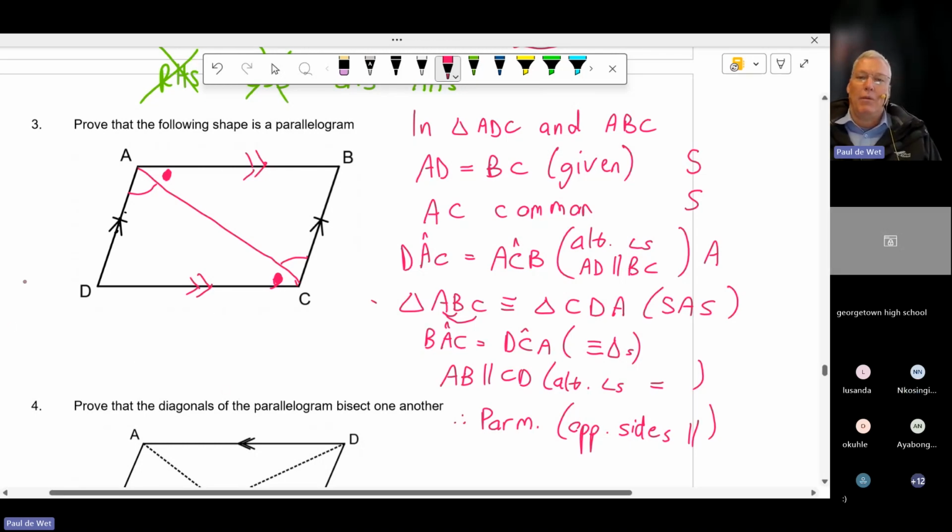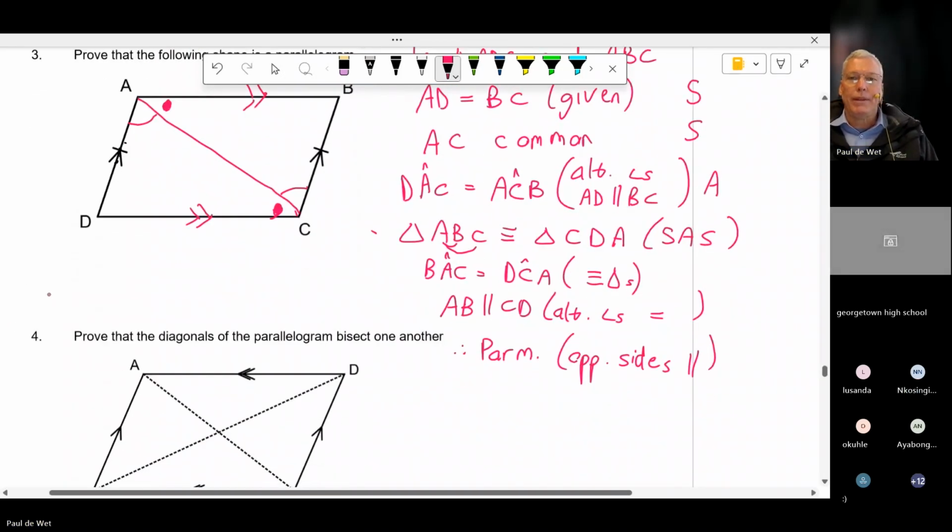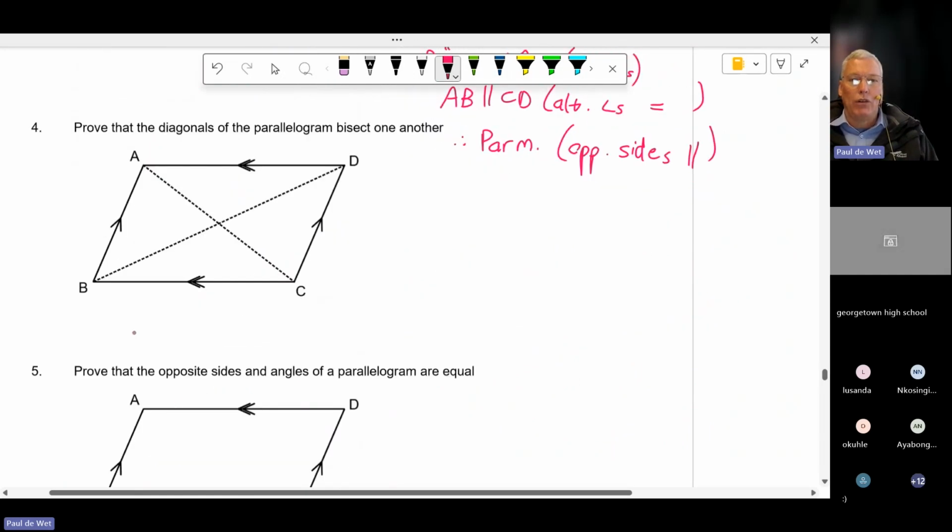Okay. All right, we're going to do another one. It also involves congruency. Okay. And we're going to try and prove that this side here is equal to that side, and that that is equal to that. That's what we're trying to do. But we're going to try and use congruency. All right.